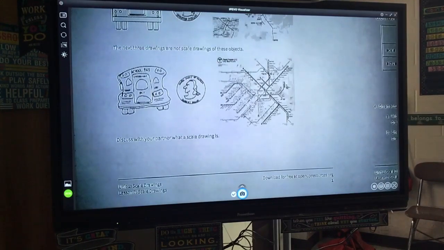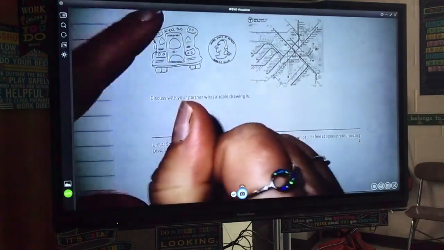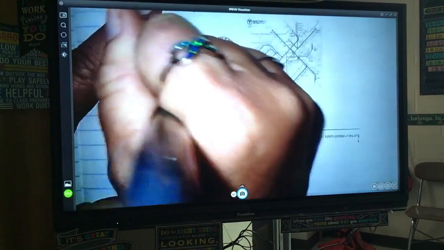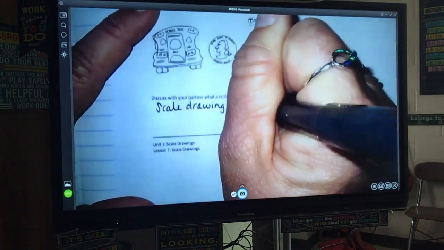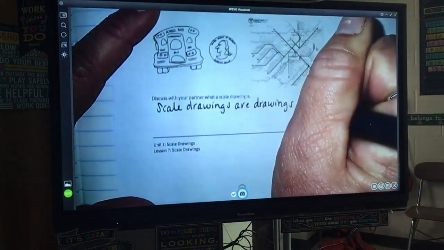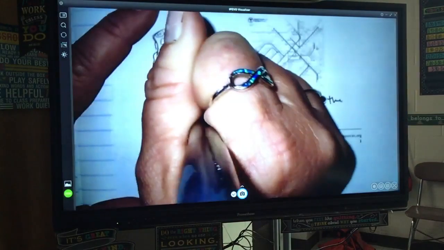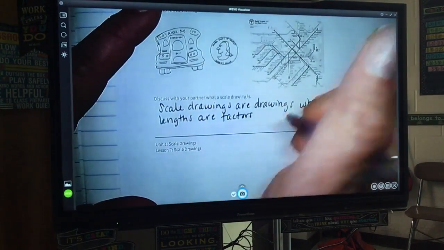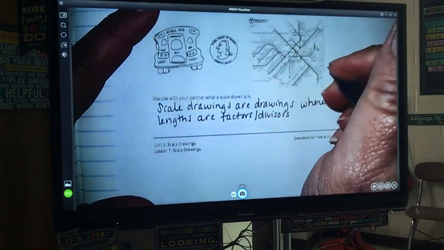All right, so let's go ahead, what did you guys come up with as your answer to what is a scale drawing? Cooper? We wrote that scale drawings are drawings where the lengths are factors of the original drawing. Okay, so scale drawings are drawings where lengths are factors, or divisors, of the original lengths.